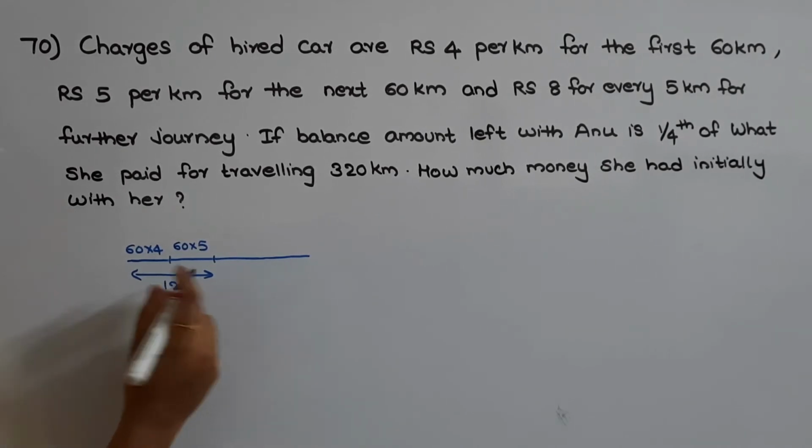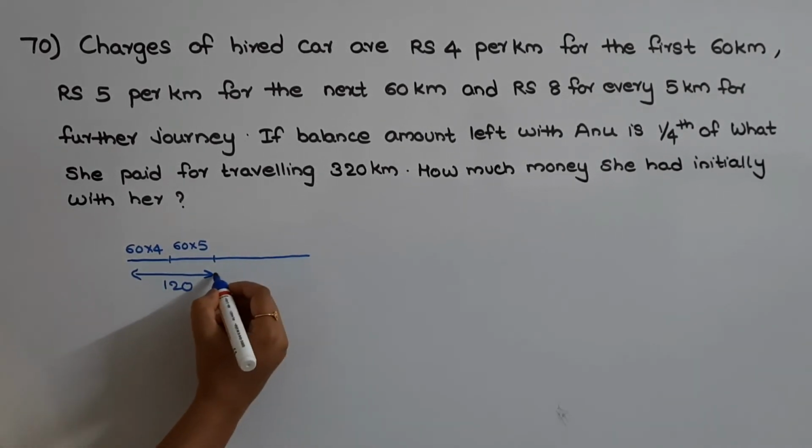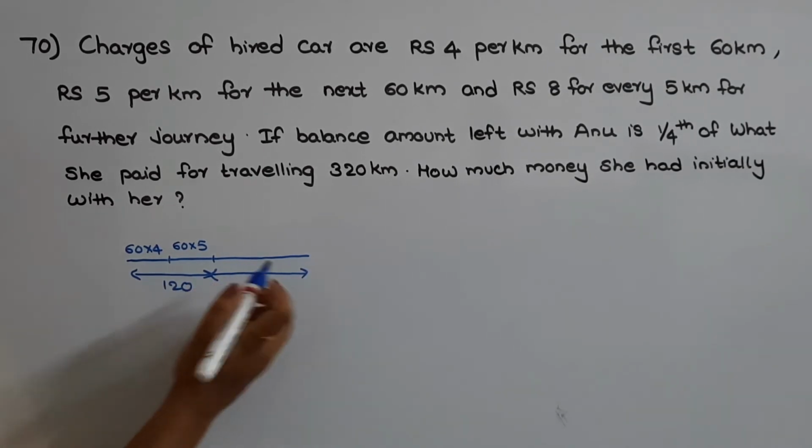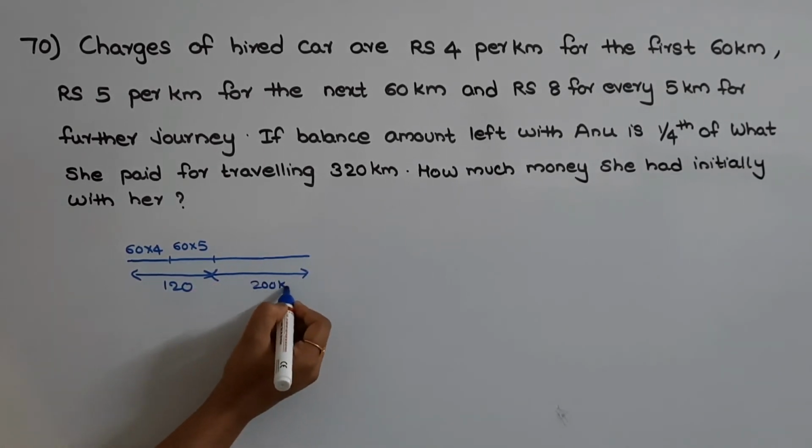Okay. So the total distance is 320 kilometers. So what will be the remaining distance? That is 320 minus 120. That will be equal to 200 kilometers.